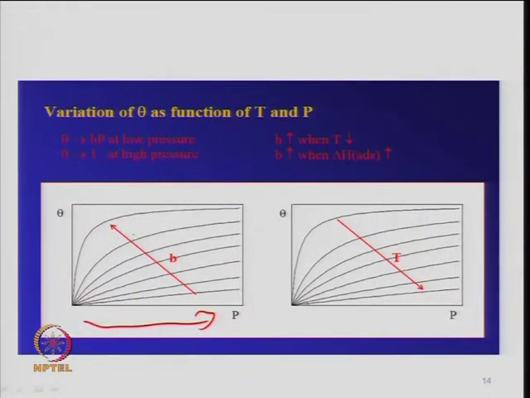Most of the time chemisorption is exothermic, so it will always decrease with temperature. This is the effect of temperature. So B increases when temperature decreases, and B also increases when the heat of adsorption increases. The heat of adsorption can be calculated from the Clausius-Clapeyron equation, so that can be used to determine the heat of adsorption. If B is higher, the heat of adsorption will be higher. That is d ln K over dT equal to delta H upon R T squared, that equation, which can be correlated with this.